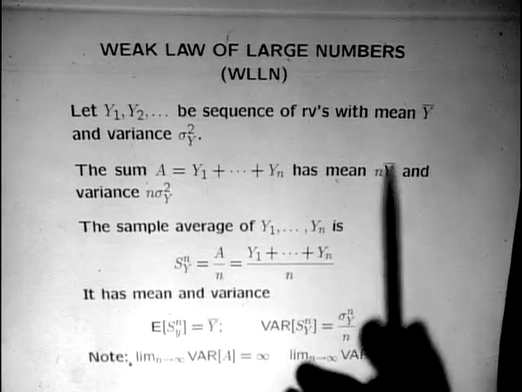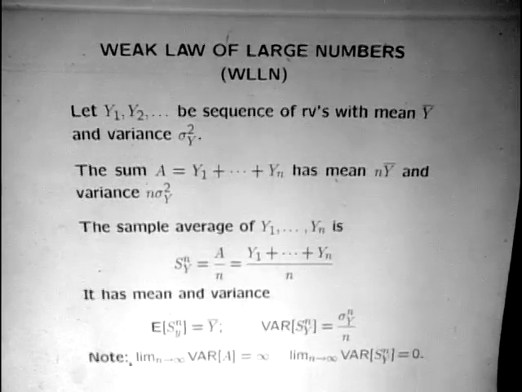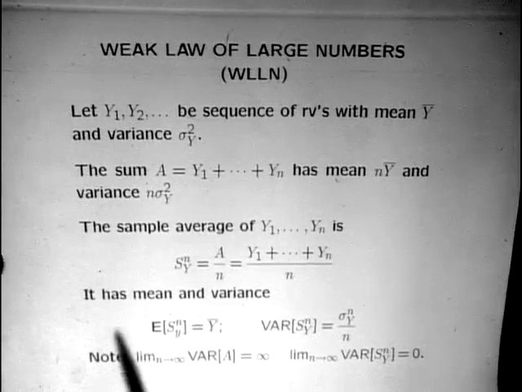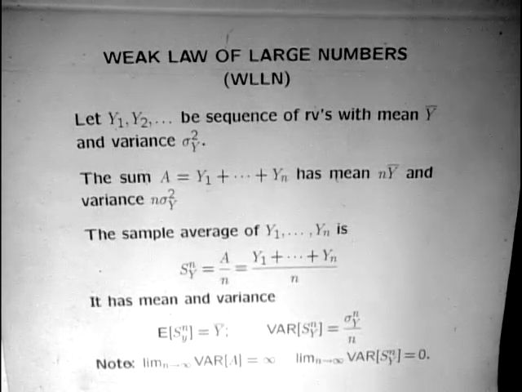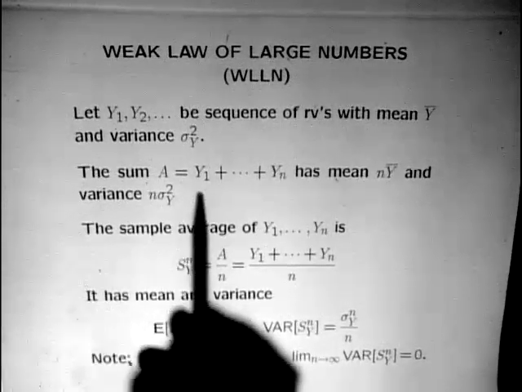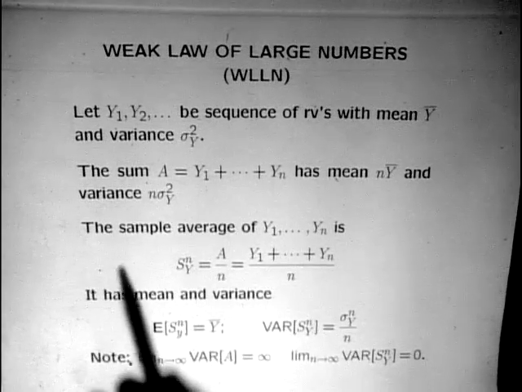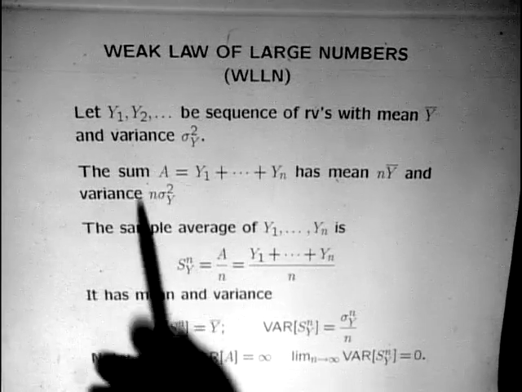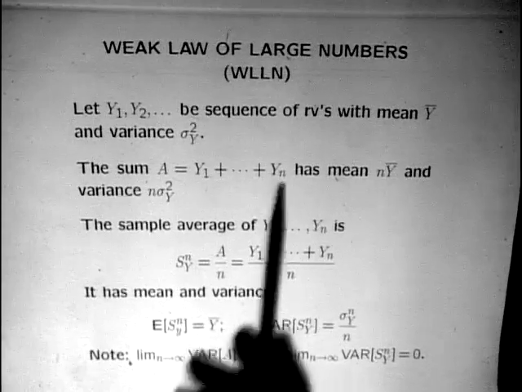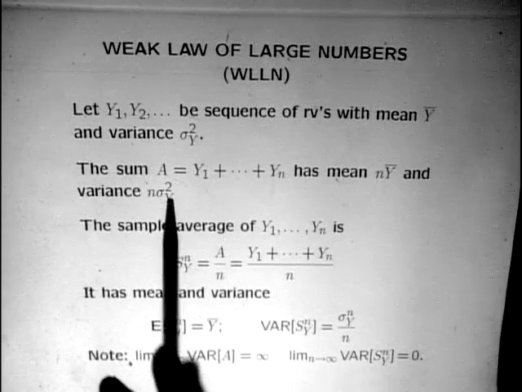So the expected value of a is n times y bar. And I think in one of the homework problems you found the variance of a. Well, the easiest thing to do is to reduce all of these to their fluctuation, then look at the variance of the fluctuation, which is just the expected value of this squared, plus the expected value of this squared, and so forth. So the variance of a is n times sigma sub y squared.